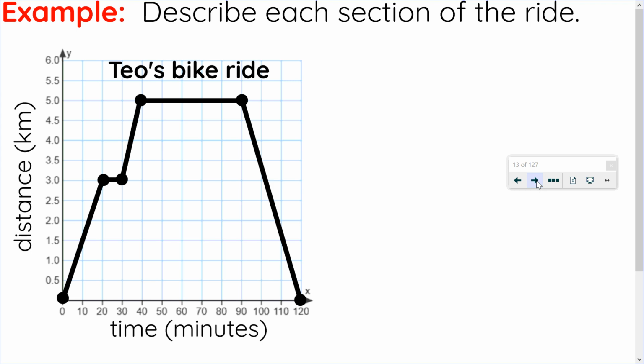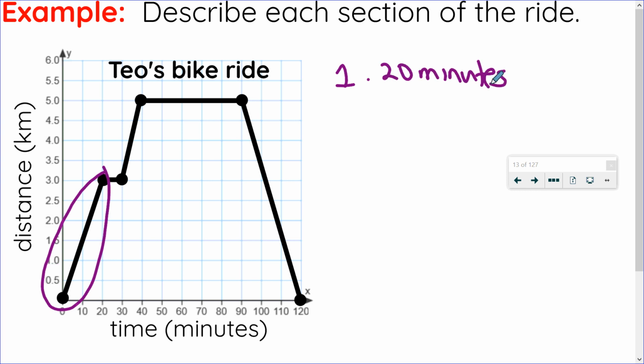So let's put that together in our last example here, looking at Teo going on a bike ride. And I want to describe each section of the ride. So in this graph, I see 1, 2, 3, 4, 5 sections that I need to talk about. In my first section here, I see that time goes from 0 to 20 minutes. So in 20 minutes, on his bike ride, Teo goes from 0 to 3 kilometers. So 20 minutes he rides and he covers a distance of 3 kilometers.